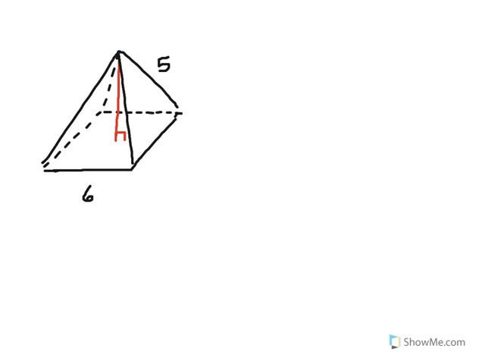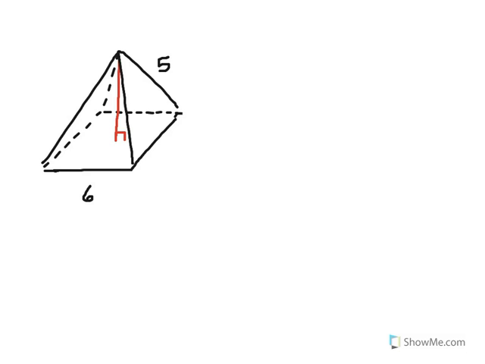Okay, so in this example, we're looking at a square pyramid, and the base is a regular square, and the base edge is 6, so that means all the base edges are 6, and the lateral edge is 5. That means all of the lateral edges are 5 long. So we're going to go ahead and find the lateral area, the total area, and the volume of this pyramid.